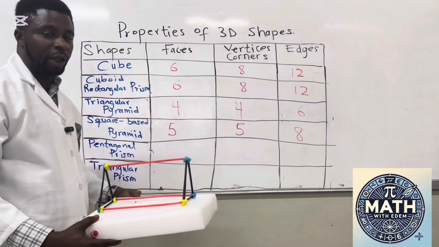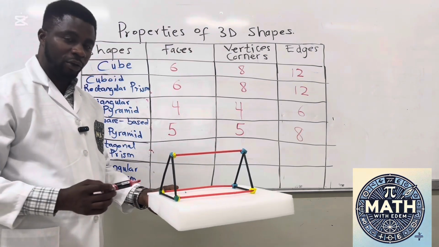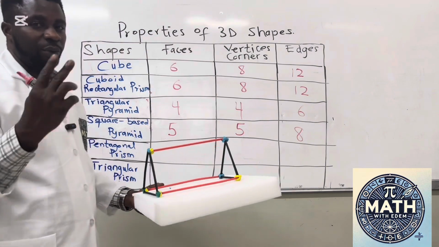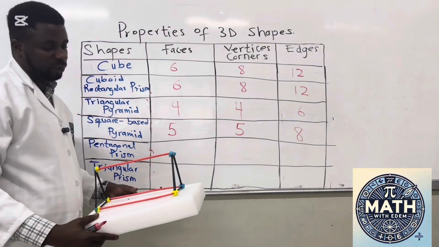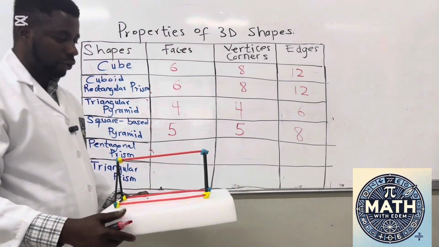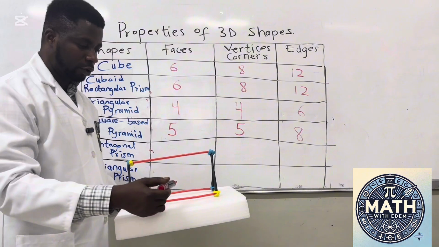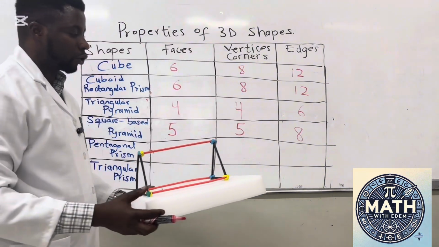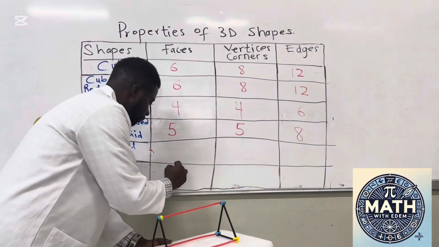Okay, so let's come to the properties of a triangular prism. This is a triangular prism. It has 2 triangles. There's one triangle here, another one here. And then it has 3 rectangles. So let's count the faces. There is one face down. So we have 1, 2, 3, 4, and 5. So the triangular prism has 5 faces.